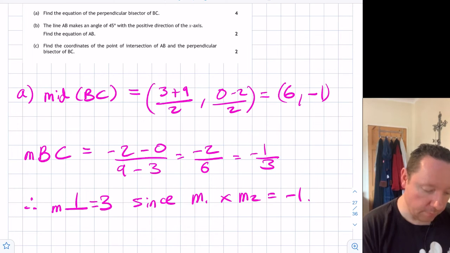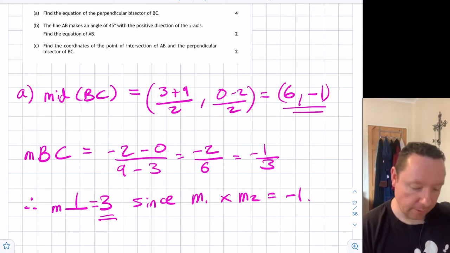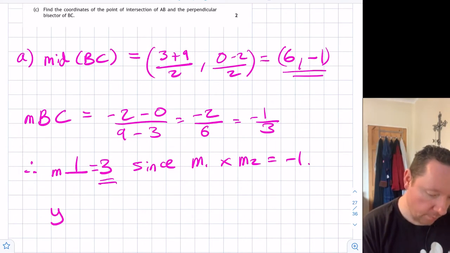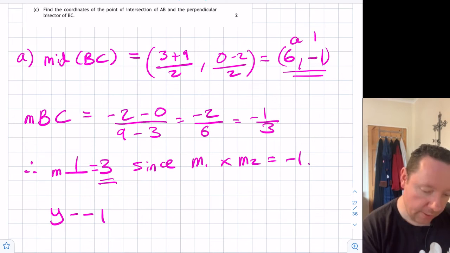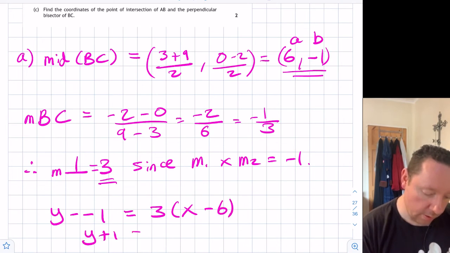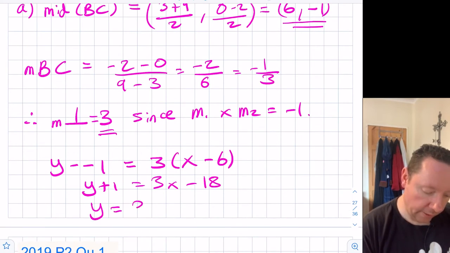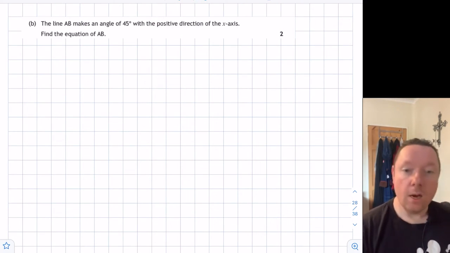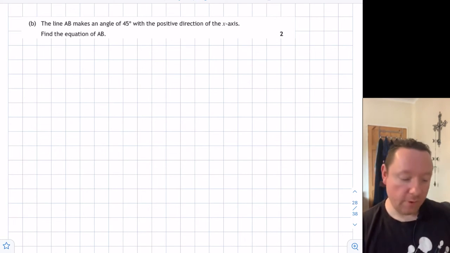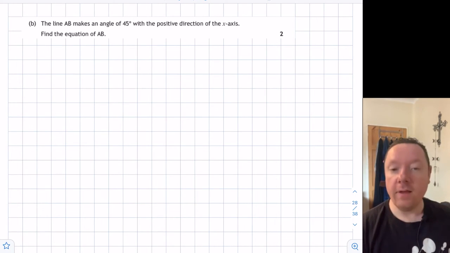So we've now got both of our things. We've got our gradient, which is here, and we've got our point, so we can use y minus b equals m(x minus a). So y minus minus 1, because that's a and b, equals m(x minus 6). So y plus 1 is 3x minus 18. So y equals 3x minus 19. Part A done. Part B says the line AB makes an angle of 45 degrees with the positive direction of the x-axis. Find the equation of AB.